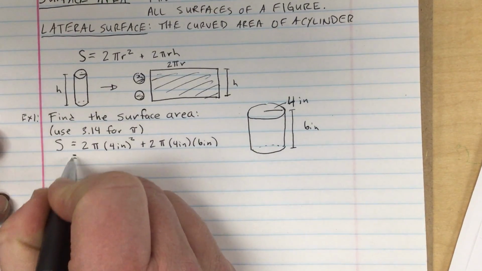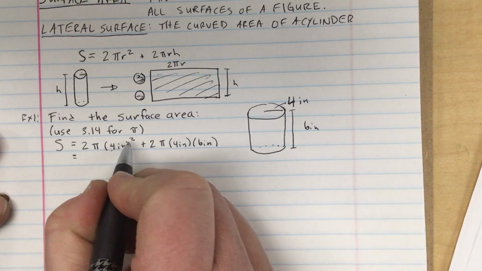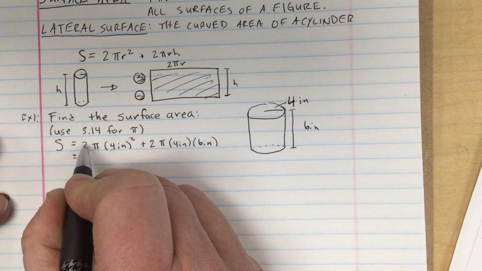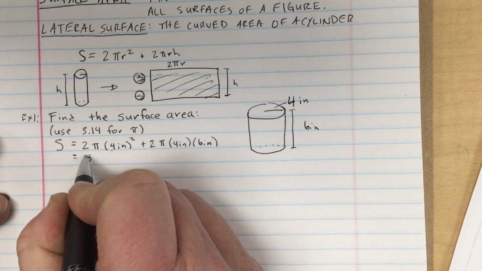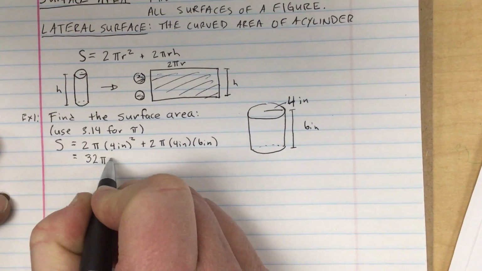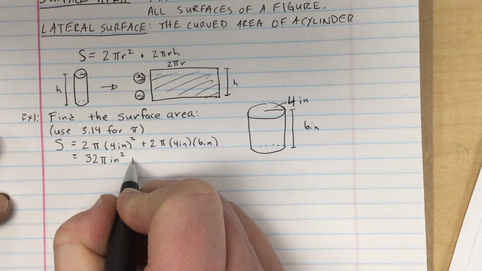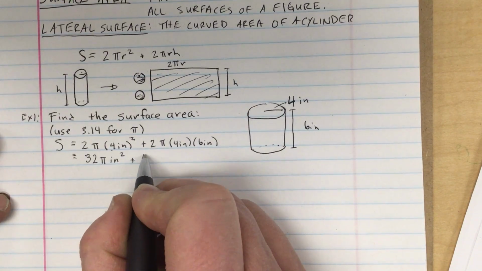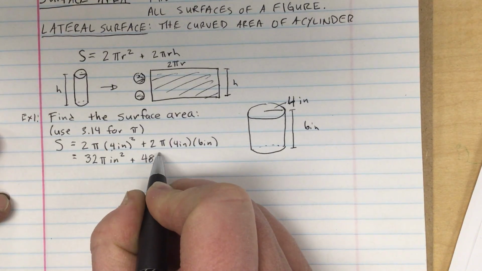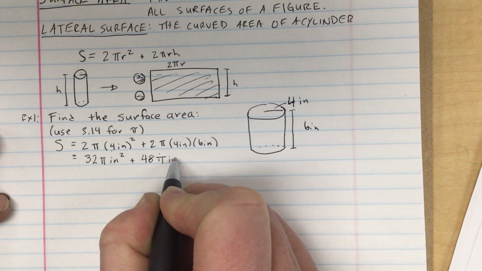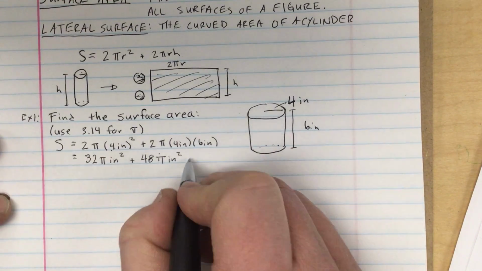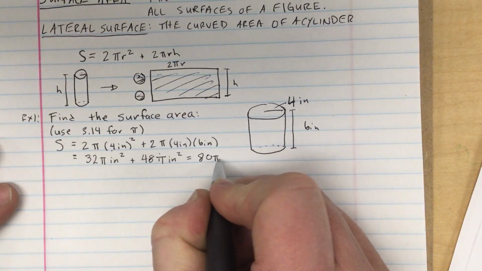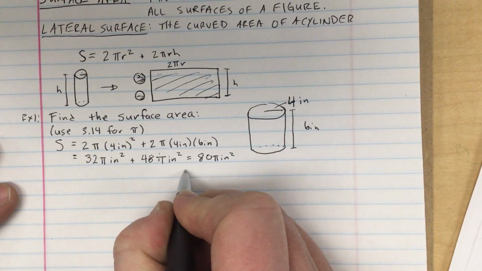And so you end up with an exact answer, and then you end up with your approximate answer. So 4 times 4 is 16. That's 4 squared. So 16 times 2, 32 pi inches squared, plus 4 times 6 is 24 times 2, 48 pi inches squared. So you see the units are the same. That's really good. So now we get 80 pi inches squared. So that's your exact answer.